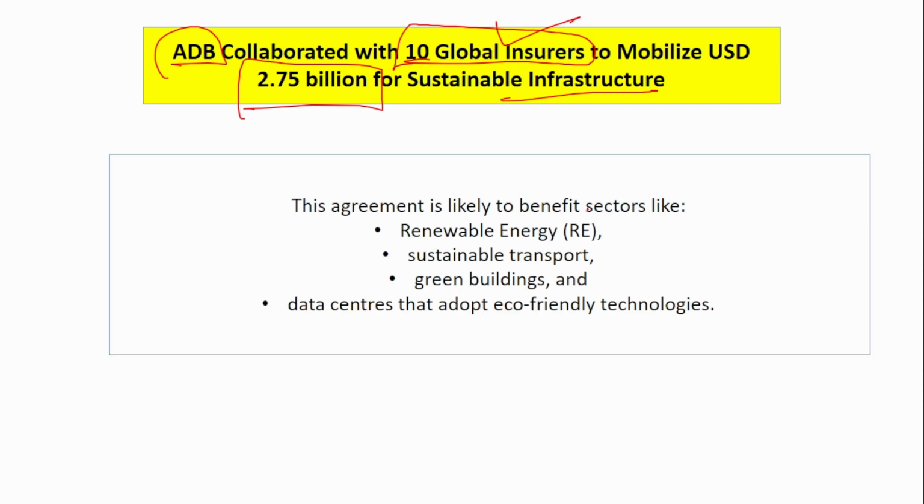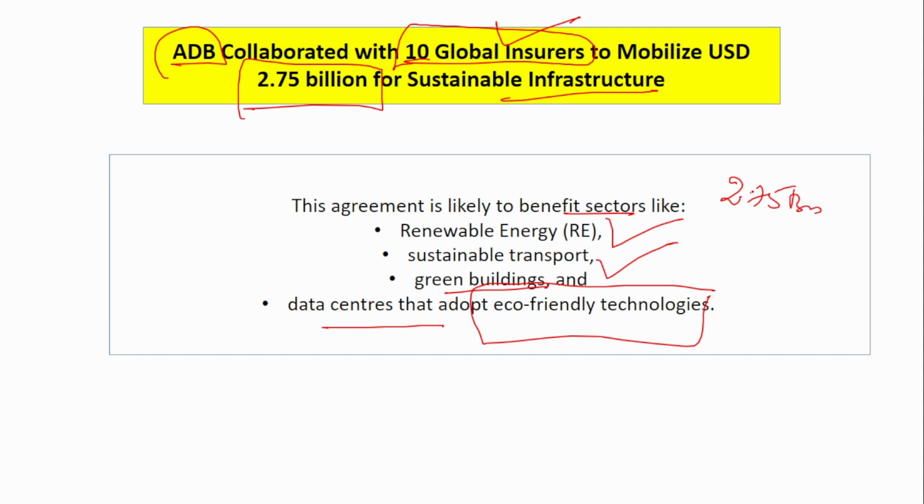So if you see, the agreement is likely to benefit sectors such as renewable energy, sustainable transport, green buildings, data centers that adopt eco-friendly technology. So this is where all this 2.75 billion money will be put into use.